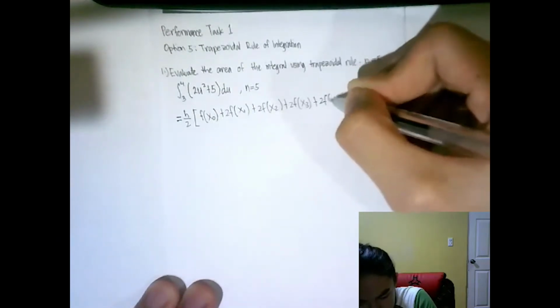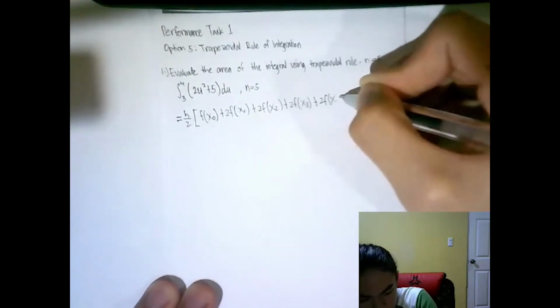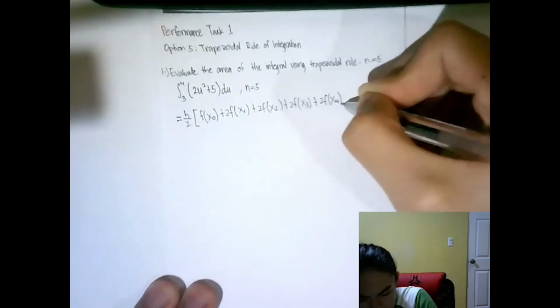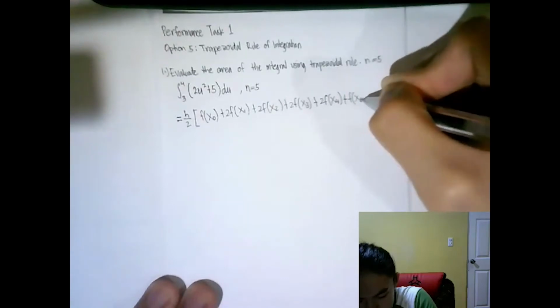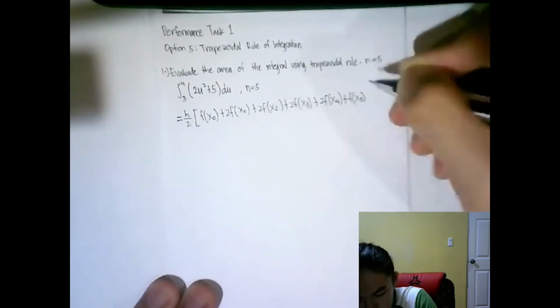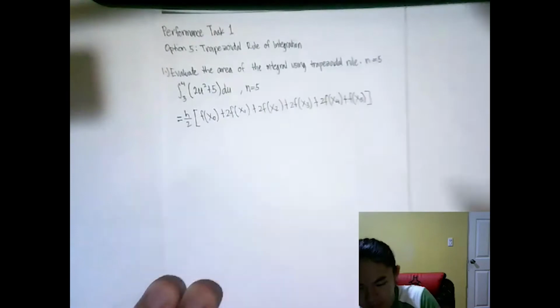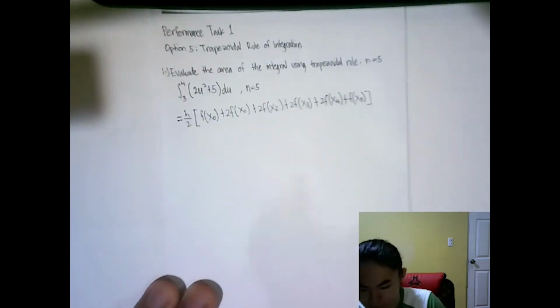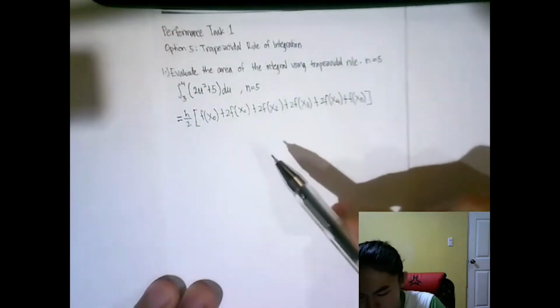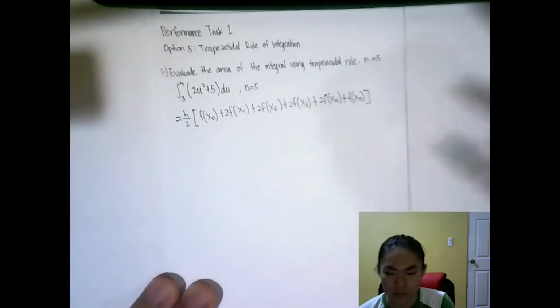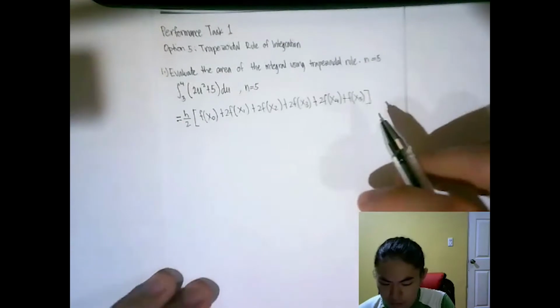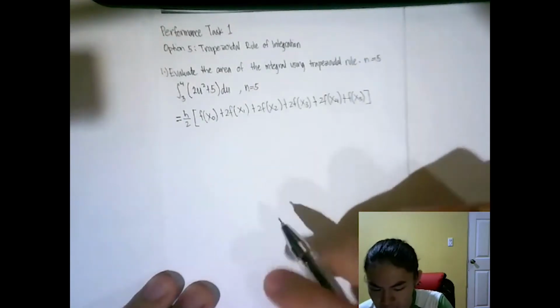plus 2f of x sub 4 plus f of x sub 5. So, yan. Yan yung gagamitin nating formula para makuha ang area ng integral natin gamit ang trapezoidal rule.